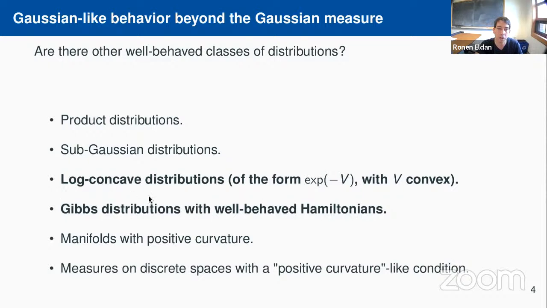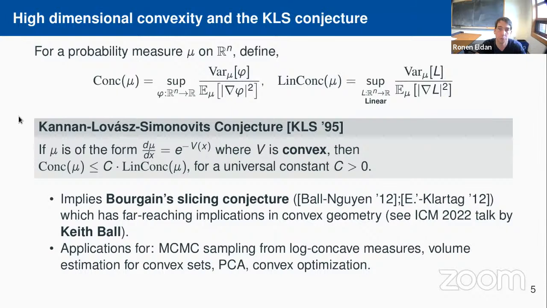So let's start with log-concave distributions. Here we'll mainly consider one conjecture called the Kannan-Lovász-Simonovits conjecture from 1995. Let's try to understand what this conjecture means. For a probability measure mu on Rn, we'll define its concentration coefficient as the supremum over all test functions of the ratio between the variance of the test function with respect to the measure and the expectation of the gradient squared of this function.